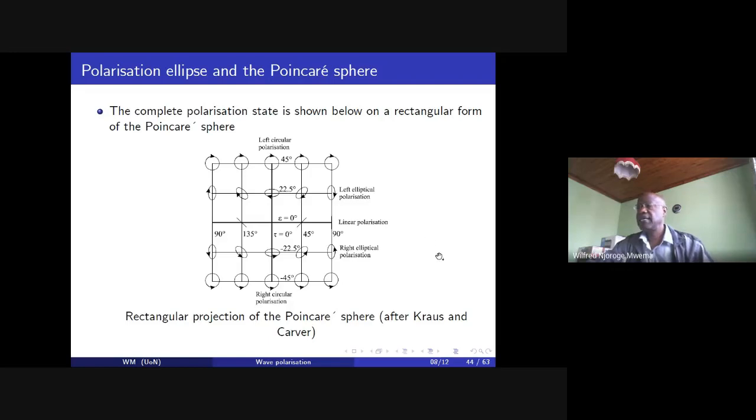Like I said, this is a drawing after Kraus and Marhefka. So if you want to learn more about that Poincare sphere, you can actually refer to that tome.